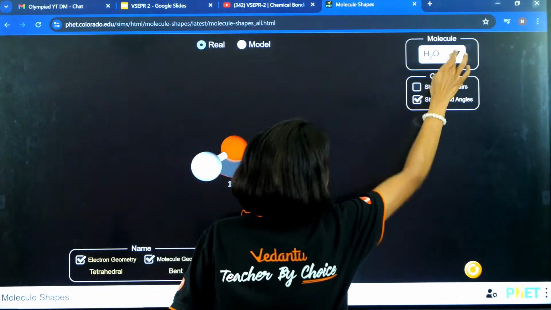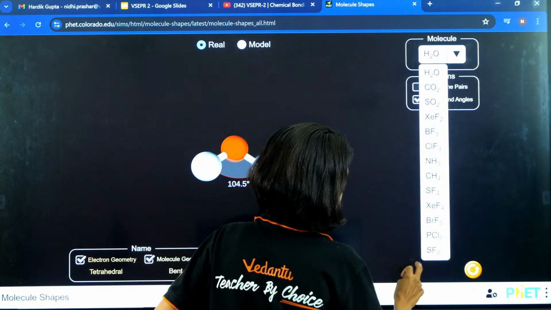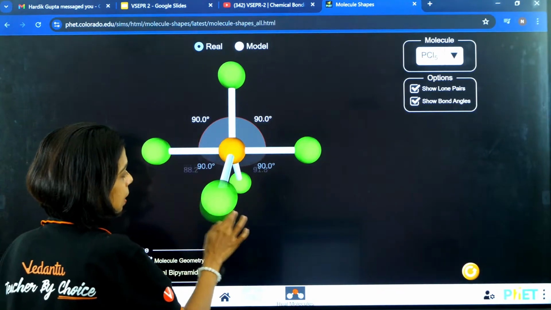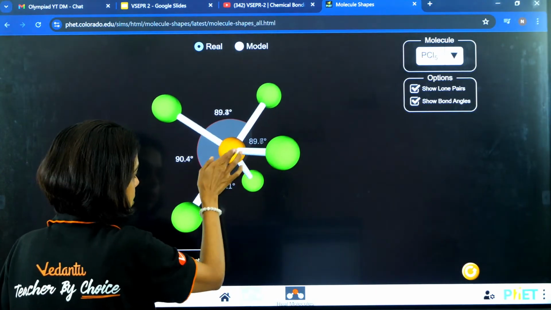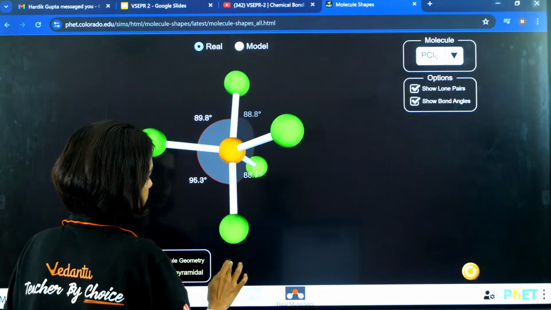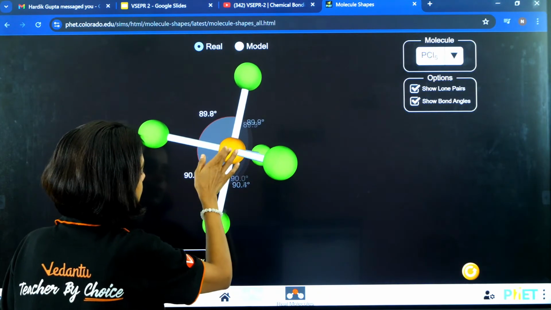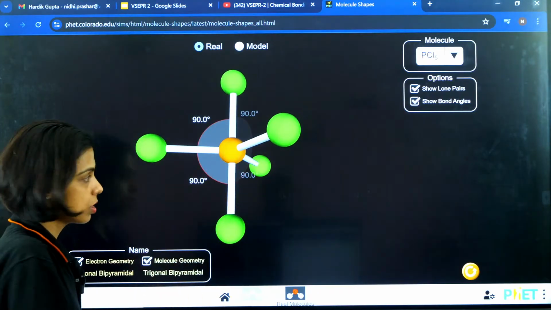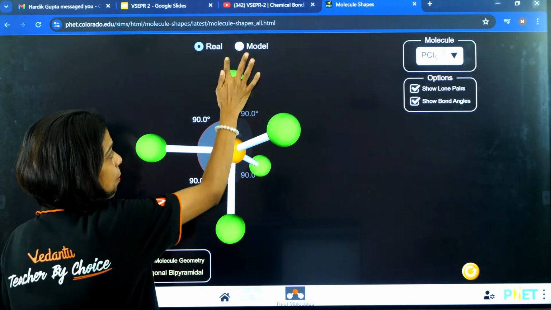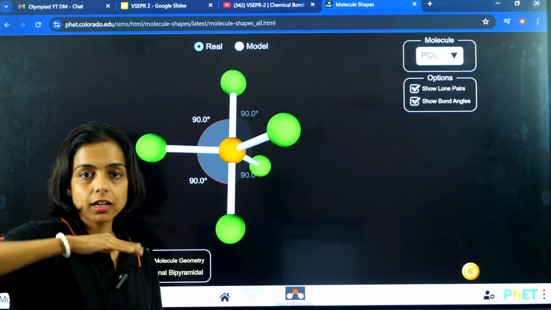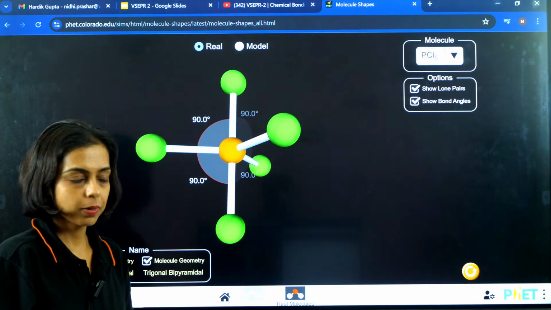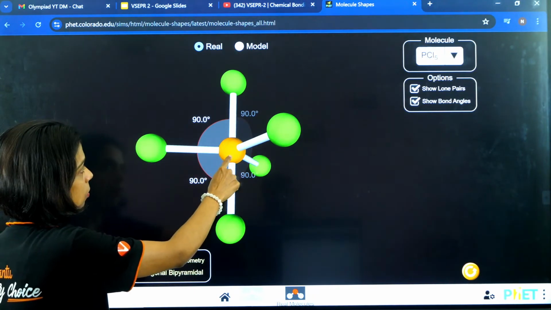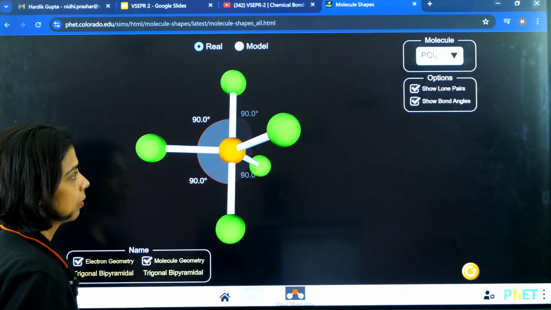Okay. Now, let us take the case of PCl5. So this is PCl5, guys. Trigonal bipyramidal shape, TBP. I hope you can see, guys. This is the central atom, phosphorus. This is a triangle, and this is above and below. Trigonal bipyramidal, TBP shape, right? This is the TBP shape of PCl5. Phosphorus, chlorine, chlorine, chlorine. Got it?